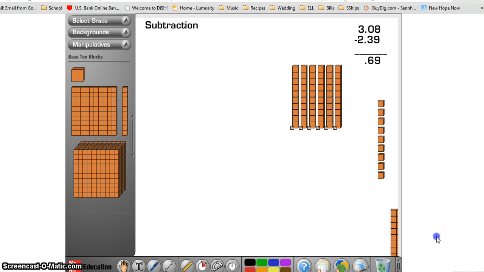And you'll see that what we're left is 6 longs and 9 units, which is 0.69, because these little guys here are not units, they are little squares, and they are 1/100. So each one is 1/100. So we have 9 1/100ths, or 9 hundredths, and we have this here, which is 6/10.